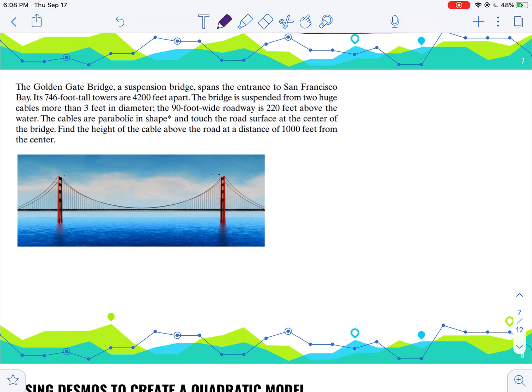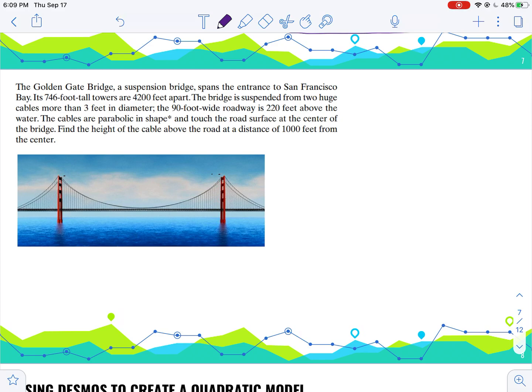All right, so now let's look at the next problem. The Golden Gate Bridge, which is a suspension bridge in San Francisco, has two 746 foot tall towers that are 4,200 feet apart. The bridge is suspended from two huge cables, each of which is more than 3 feet in diameter. So the thickness of those cables is more than 3 feet in diameter. The road that goes through the bridge, so it has a walking path and then both-way traffic, is 90 feet wide, and the road is 220 feet above the water.